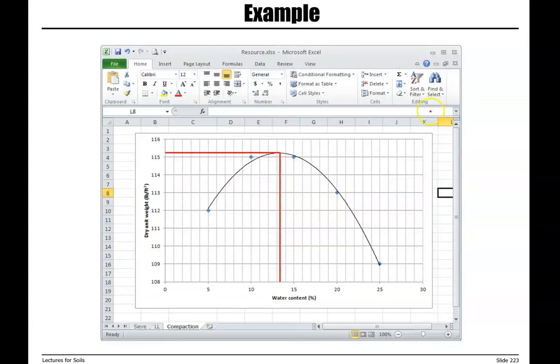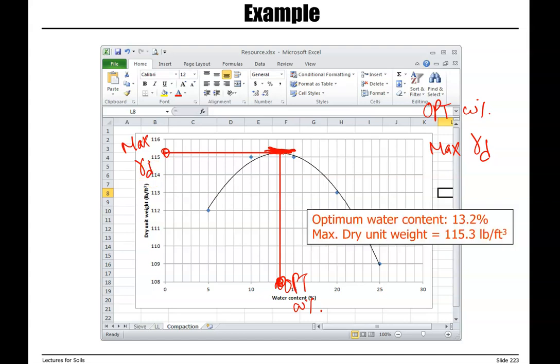So the question was asking for optimum water content that yields the maximum dry unit weight. So you need to find peak of your curve. Then this is your optimum water content that yields the maximum dry unit weight.